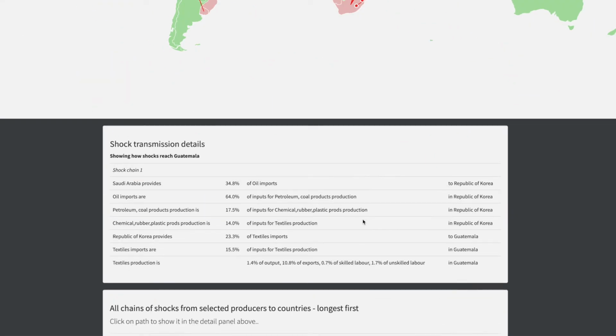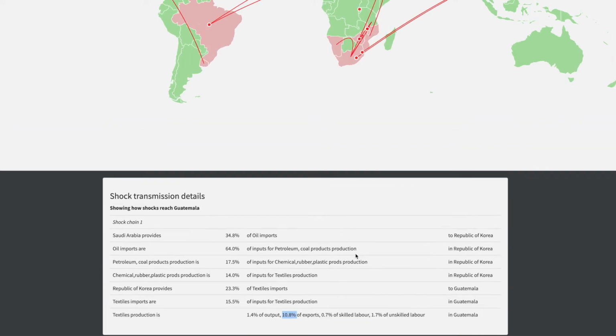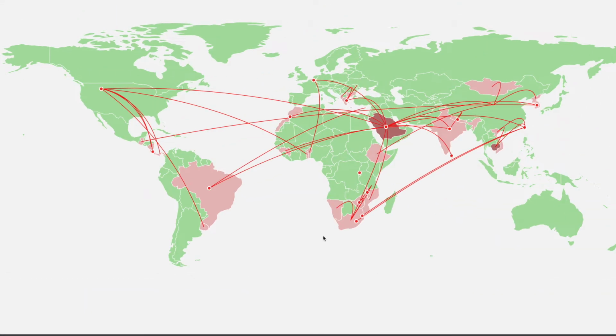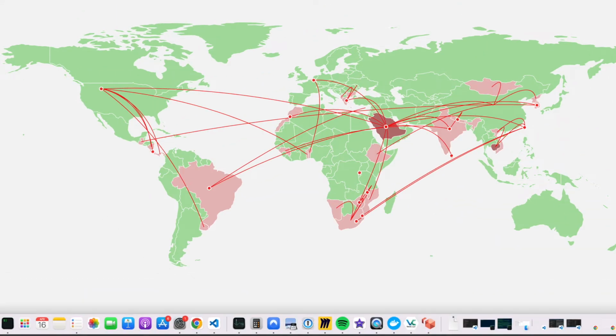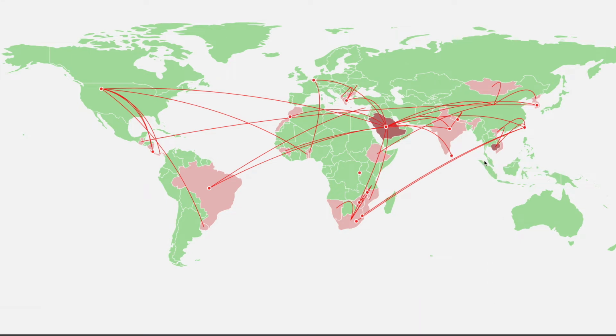So I click on there and I can see that basically the oil imports from Saudi Arabia are quite critical to the Republic of Korea's petrol production and hence their chemical production and hence their textile production. And Guatemala imports and then basically reuses in textile production quite a lot of those Korean textiles. And textile production is 10% of Guatemalan exports. So a policymaker in Guatemala might find this information useful so that they can take steps to protect that industry and try and save some jobs.